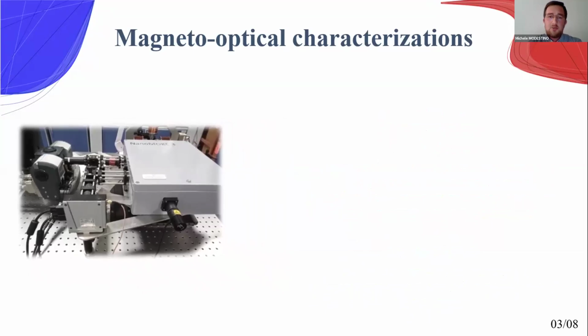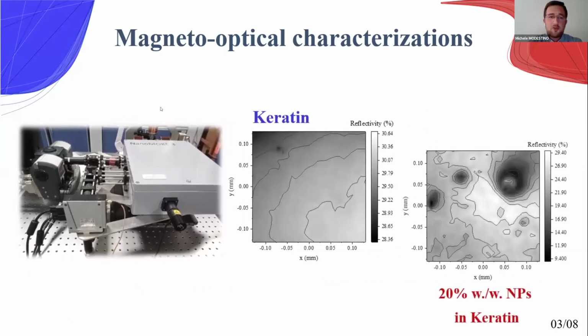I want to start by showing you the reflectivity images obtained by the NanoMOKE for the keratin sample and the sample with magnetic nanoparticles. As can be seen, for keratin it is possible to observe flattened regions, but with the addition of nanoparticles this flatness disappears and there is the introduction of these regions that are the agglomerates of nanoparticles. In this case, they appear as black because the light is deflected by these regions.